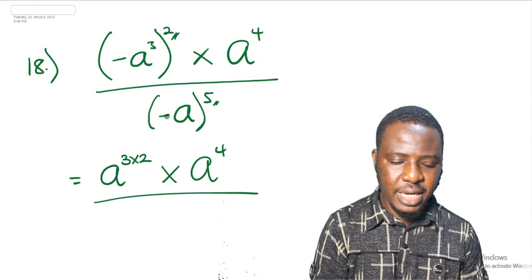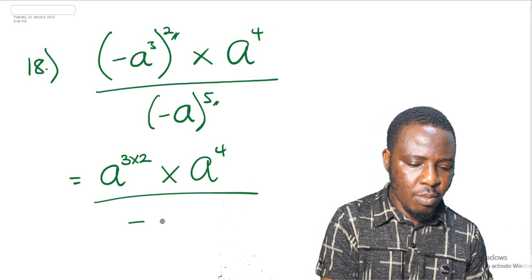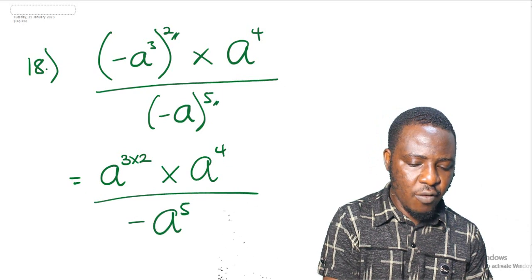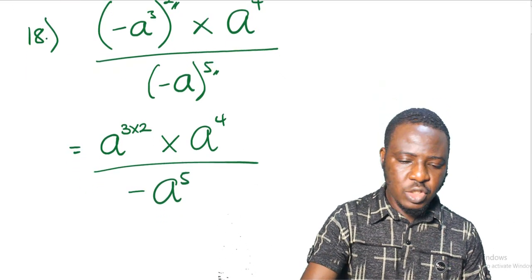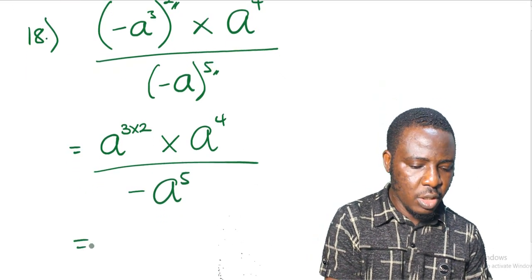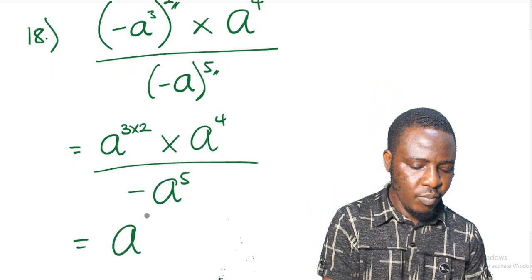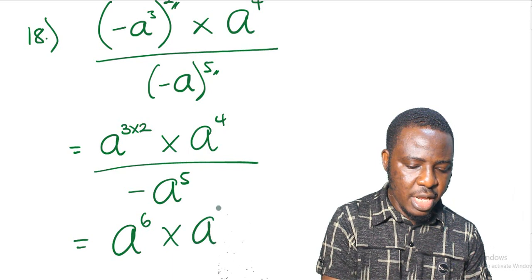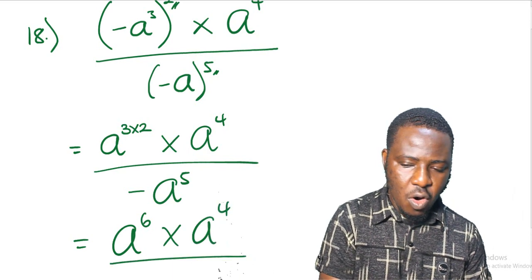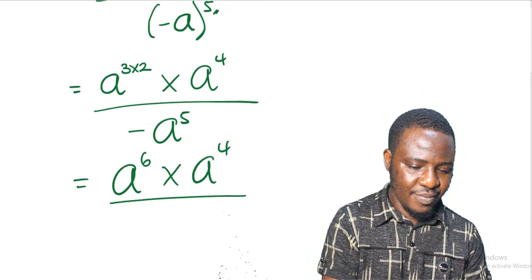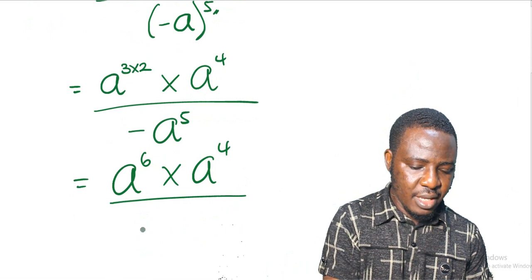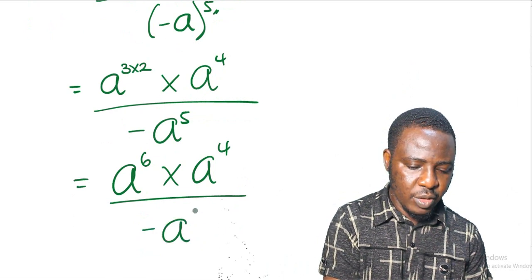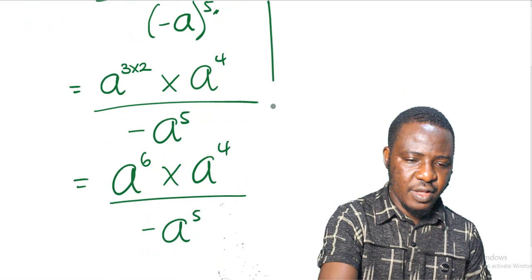It still remains negative. So this becomes minus a raised to the power of 5. So let's simplify the numerator before dividing with the denominator. This becomes a to the power 6 times a to the power 4, all divided by minus a to the power 5.